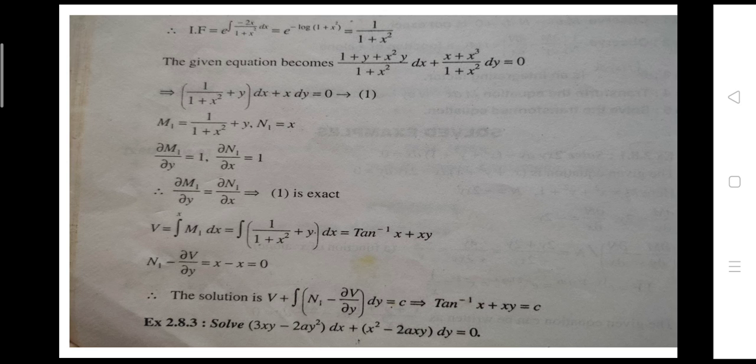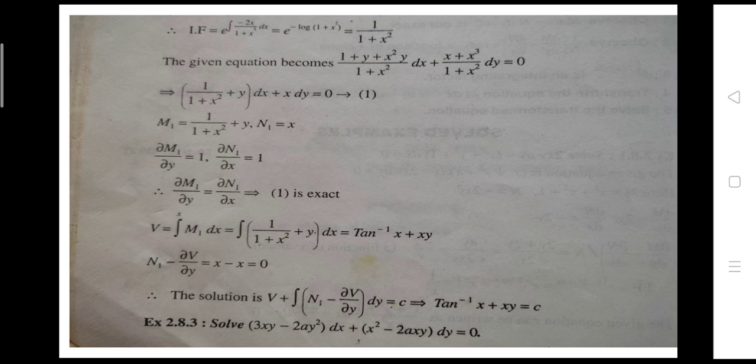Now differentiate M1, which is 1 by (1 plus x square) plus y, and differentiate N1, which is only x. Here M1 and N1 are there. Differentiating M1 with respect to y, we got only 1, and differentiating N1 with respect to x, we got only 1. Here both are equal, therefore dou M1 by dou y is equal to dou N1 by dou x, which means that it is an exact equation only.